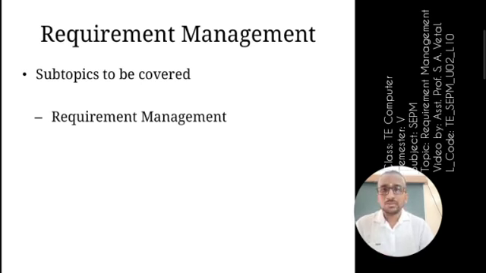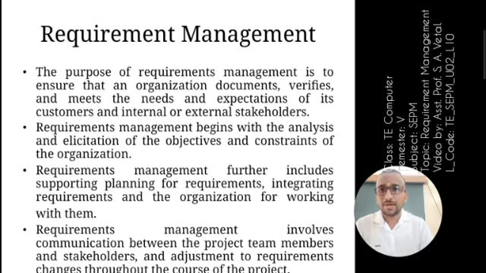Actually, we are going to discuss the definition of requirement management, then where we can apply this requirement management, which are the important phases where it should be used, and after that we will see the different kinds of requirement management concepts. So let us start with the definition of requirement management, or the requirement management purpose.